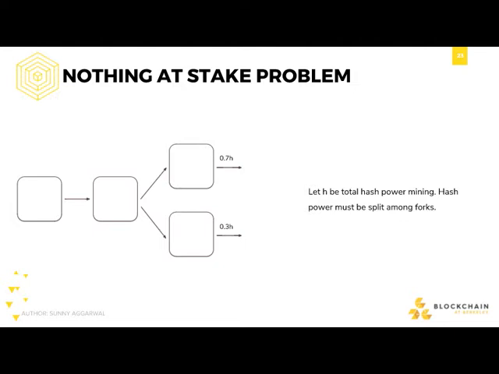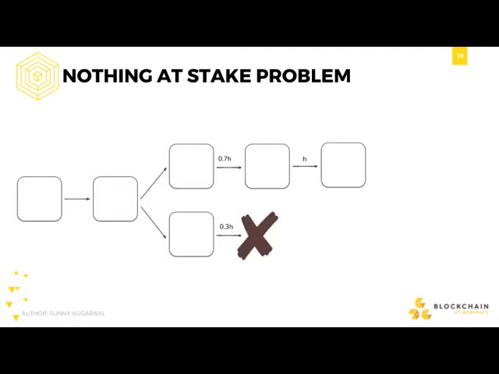What happens here is the upper fork has a higher chance of finding a block. So let's say the upper fork finds a block, and since it's now a longer chain, the whole network will move to that upper block, and now 100% of the hashing power will be used on that upper chain.